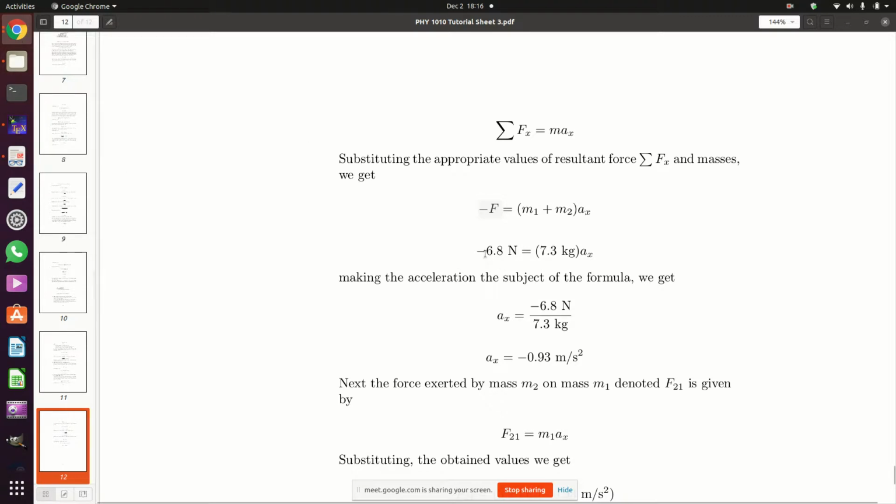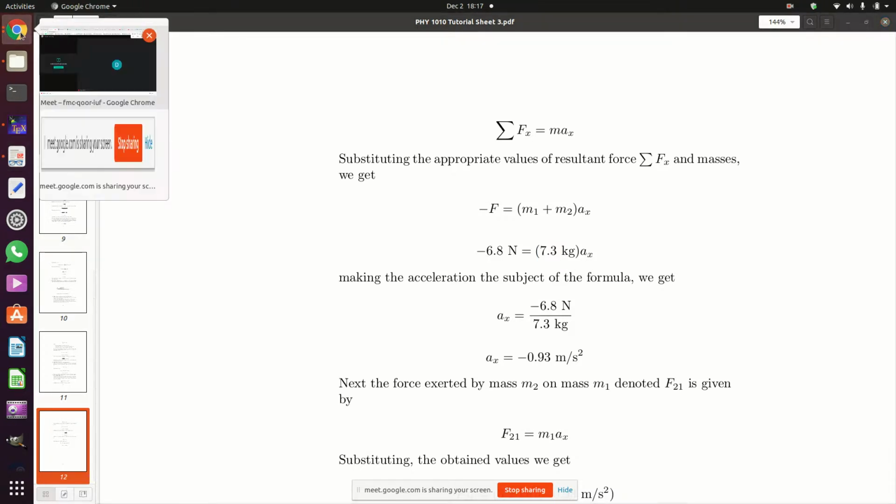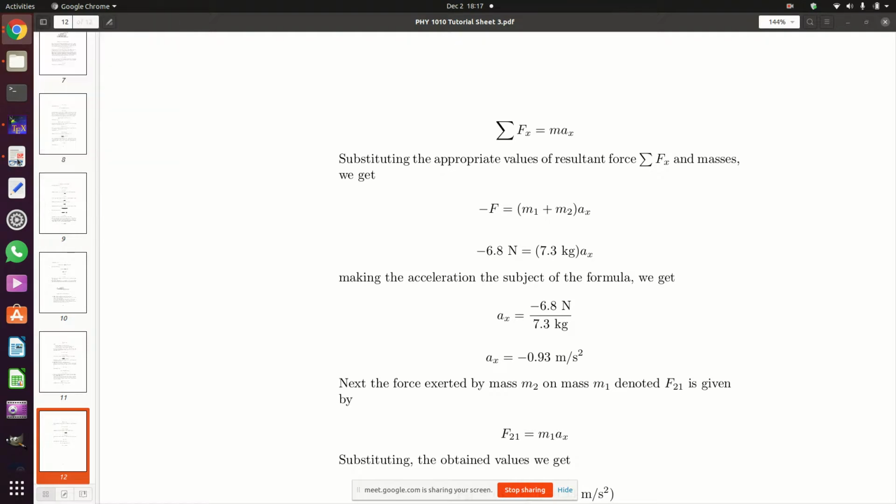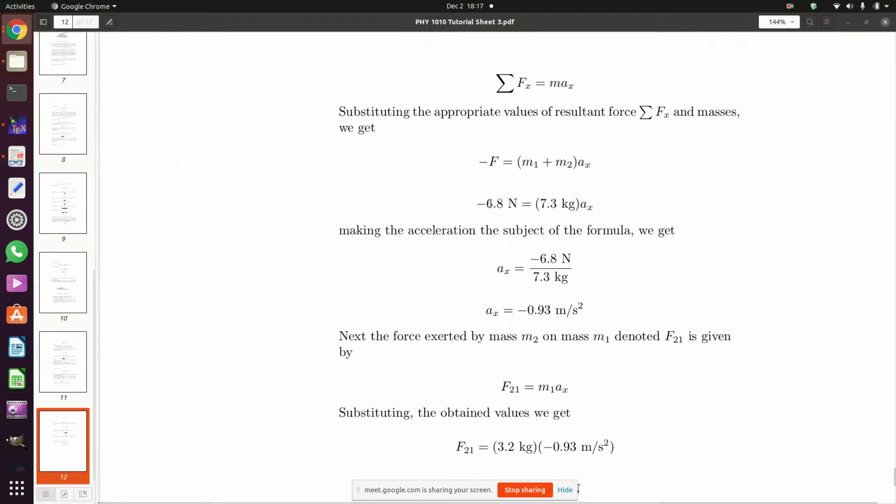So we end up having negative force, minus 6.8, and the combined mass M1 plus M2, which is 7.3, then the acceleration. Next, the resultant force is negative because it has been reversed, and it's the only force which is present. After it has been reversed, the combined mass doesn't change. Whether you reverse the force or not, the total mass is the same.